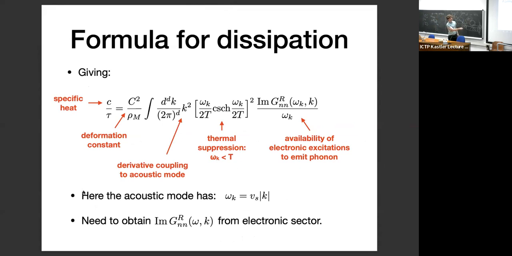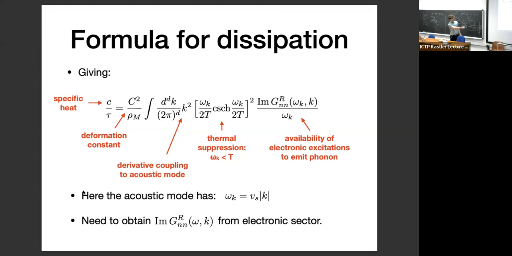There's a k squared, that's because it's an acoustic phonon, and low k acoustic phonons don't like to couple to electrons. There's some typical thermodynamic factor. What this does is tell you that if the phonon that you emit has an energy that's bigger than the temperature, that's exponentially unlikely. All this form does is say you can only emit phonons with energy less than the temperature. It's very reasonable.